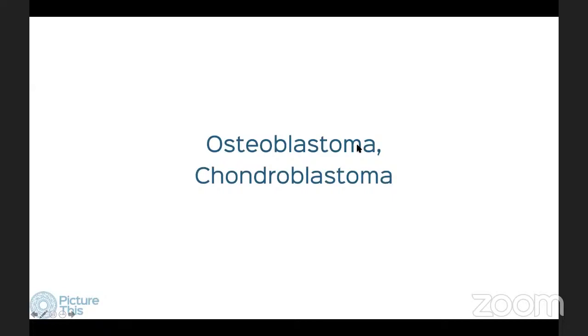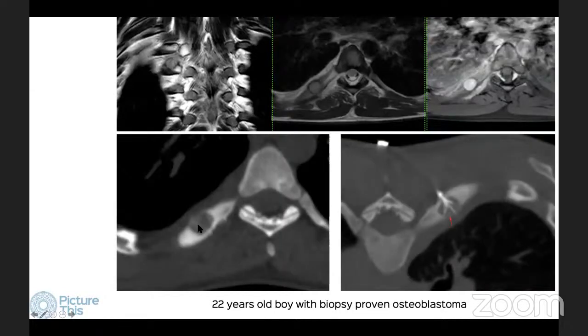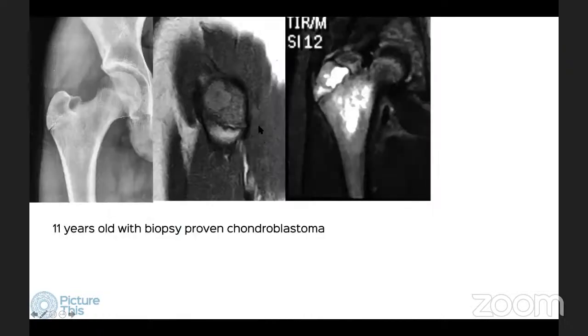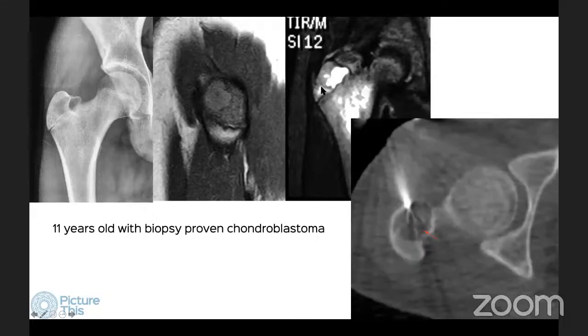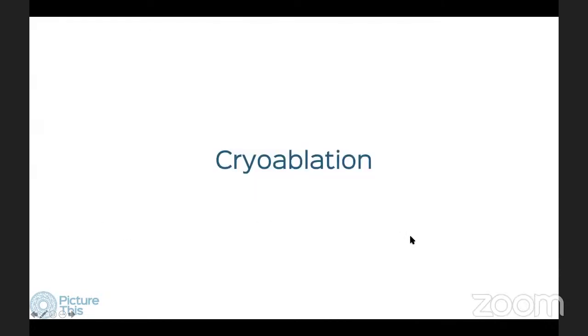We know that we do the same with osteoblastoma, with chondroblastoma. That is an osteoblastoma of the rib, a very simple RFA here. And that's a chondroblastoma of the greater trochanter. And again, very simple. And even today, I don't think we ablate anything more than 2 centimeters, though, you know, plus minus a few millimeters is absolutely fine.